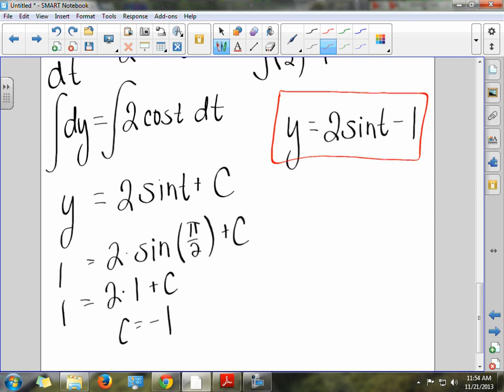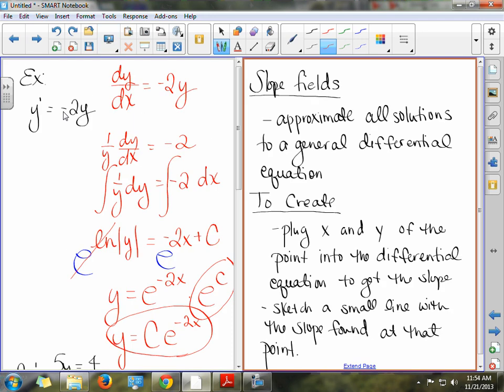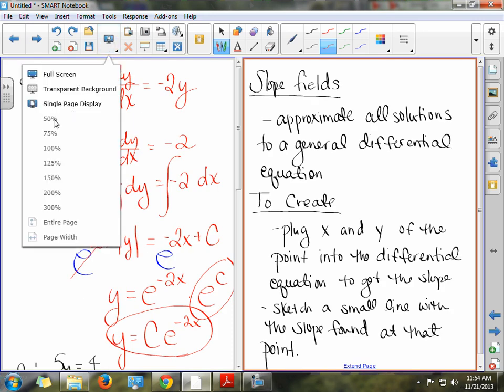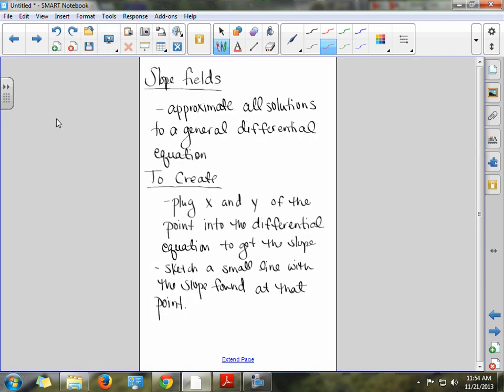We want to create a graph that models all the possible solutions to our differential equations. So let's take a look. A slope field will approximate all the solutions. And how you're going to do this is you're going to take your differential equation. You're not going to solve. You're going to have all these points on your graph, and then you're going to look at each point. You're going to find the x and y for that point, plug x and y into the equation, and then you're going to get a number. That number is going to represent the slope of the tangent line at that point.